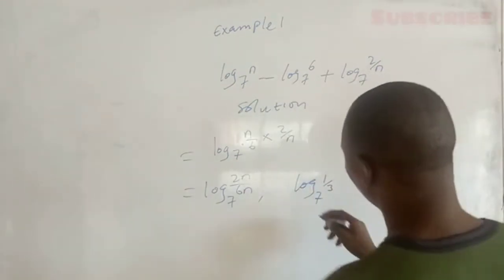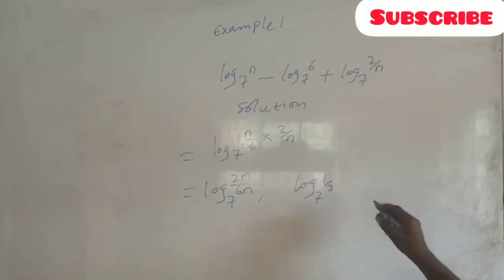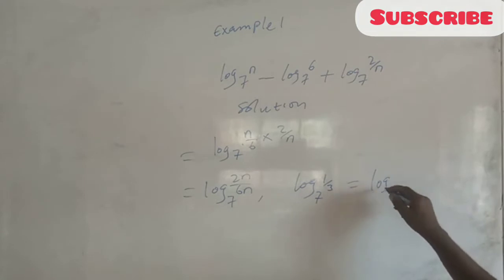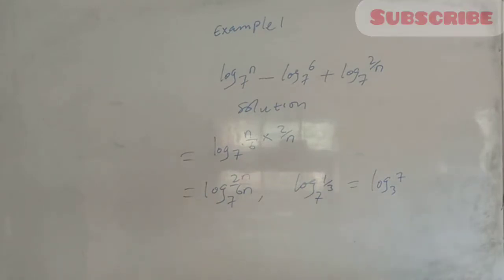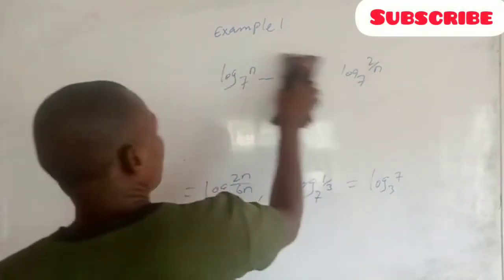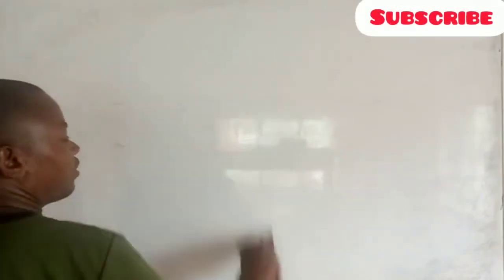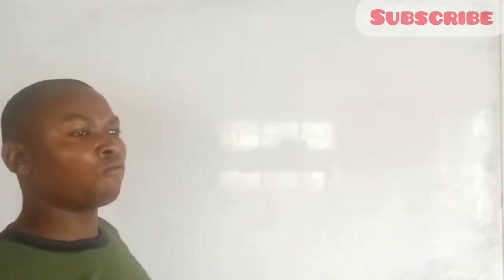So we can decide to change the base, which will give us log 3 to base 7. So we do change of base. So these are the beauty of logarithm.